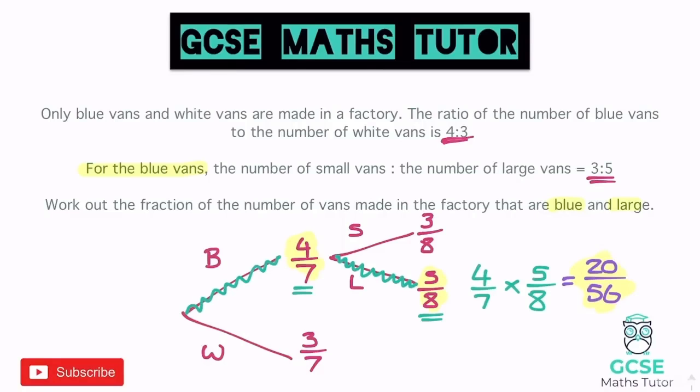Okay, so hopefully that makes it quite nice and simple to understand, but essentially we just pair together the two fractions that we're looking at and multiply them together just like we would on a probability tree.